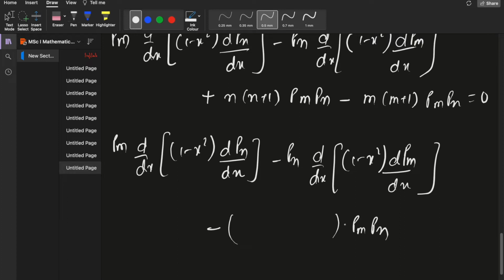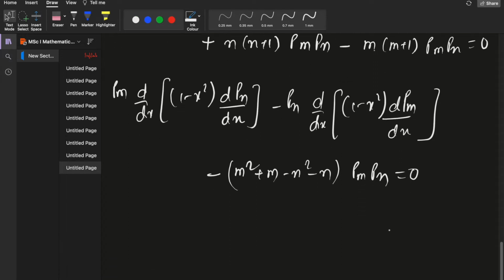P_m and P_n are common, and the left quantity becomes minus of m square, as I have taken the minus common, so this becomes positive m square. Then this term will be minus minus plus m, plus of m, and this becomes negative because I have taken the negative sign common. Minus of n square minus n is equal to 0. Alright. Now integrate this equation.